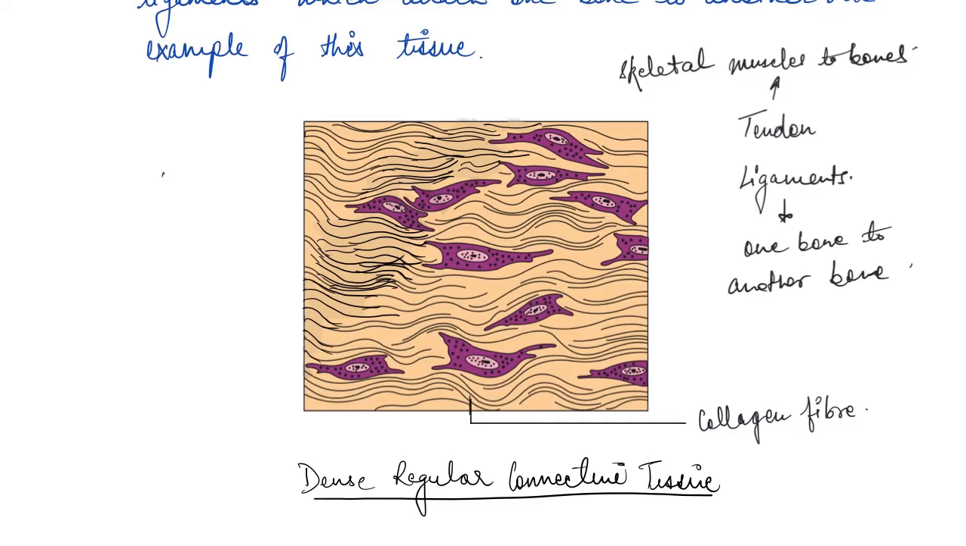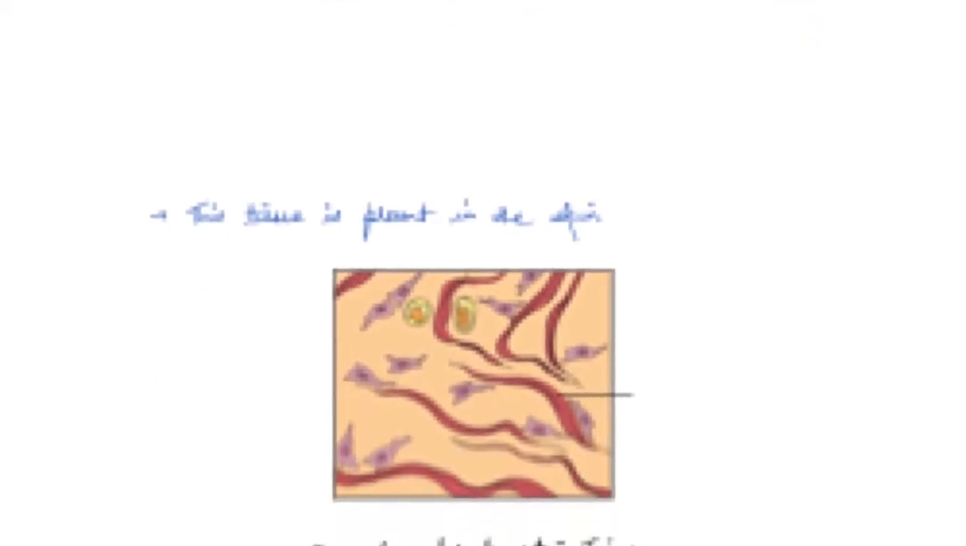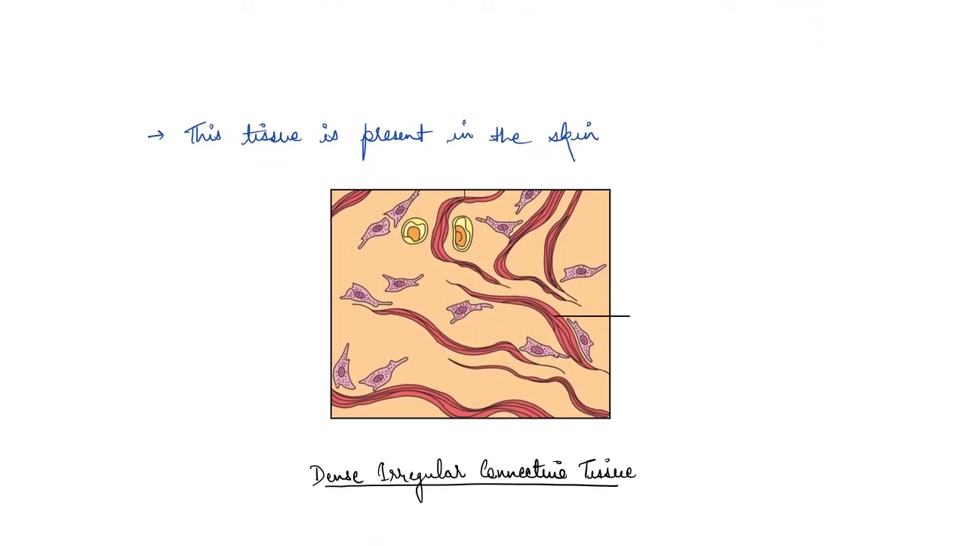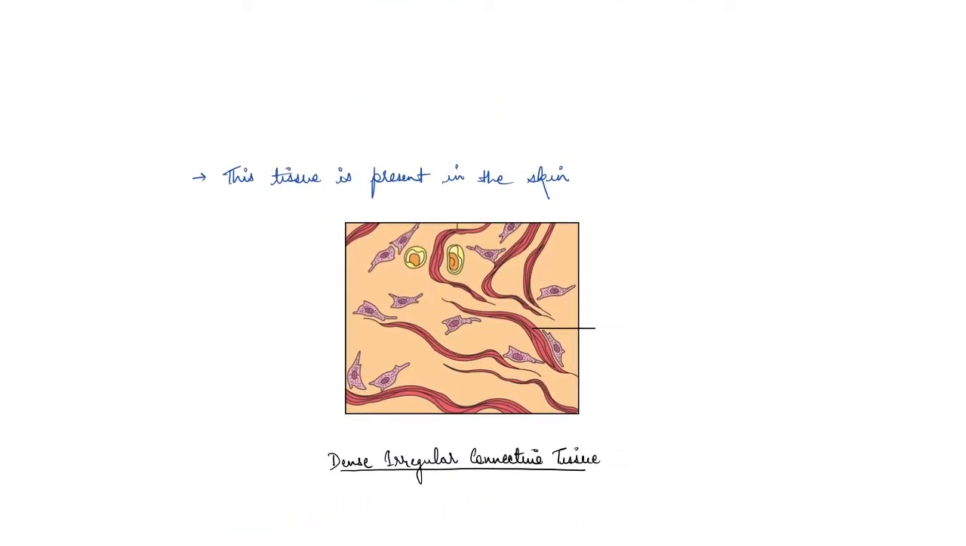Now, the second type of tissue is dense irregular tissue. The difference here is that, again, they have fibers and fibroblasts, but the orientation of these fibers and fibroblasts is different. Again, it is present in the skin. So these types of tissues are present mostly in the skin.